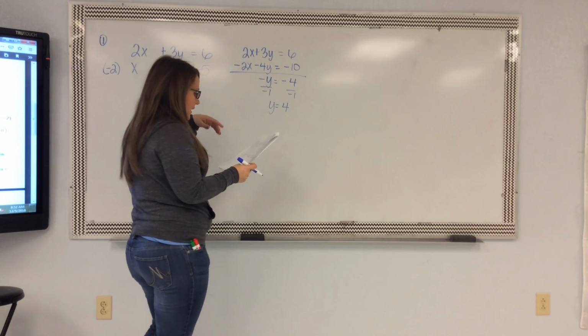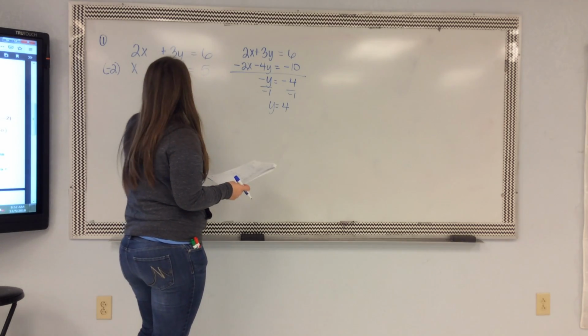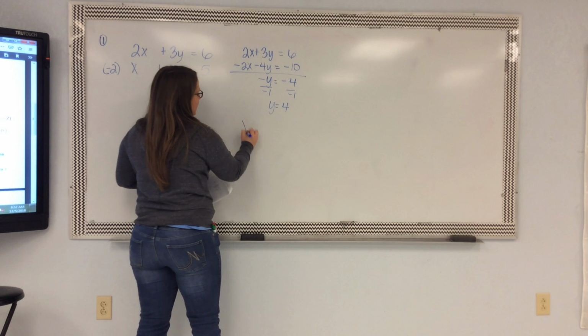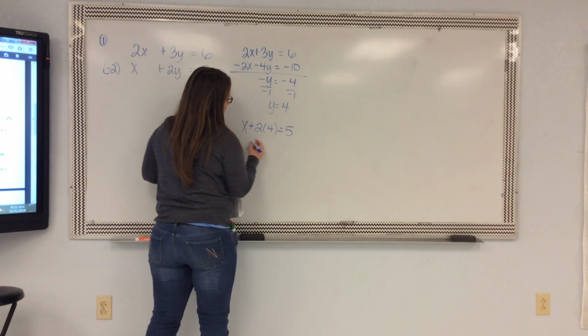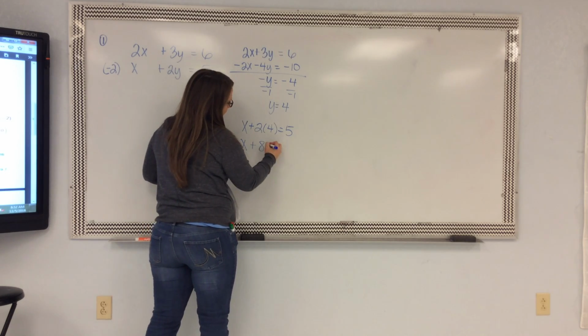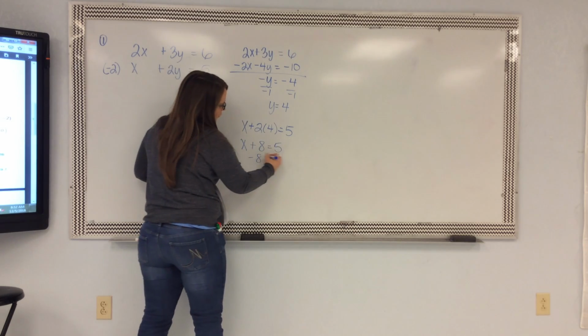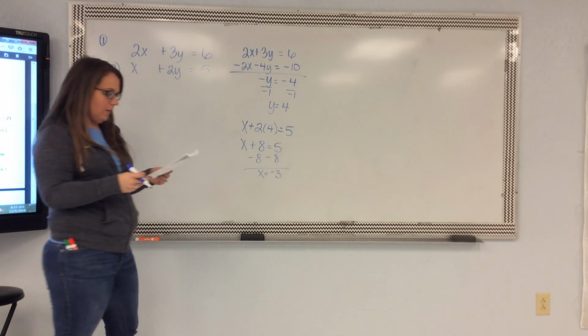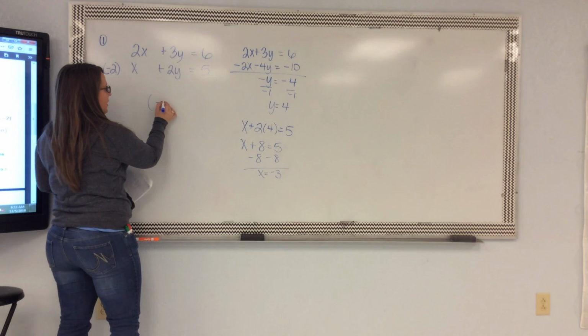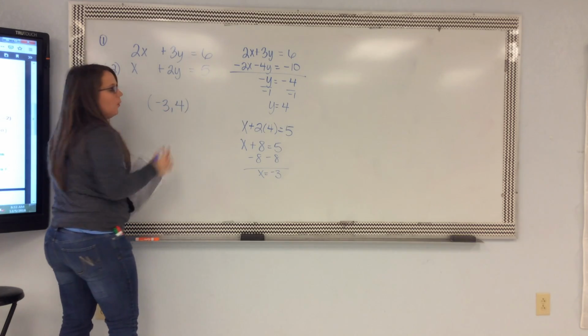Take that and plug that back in. I'm going to plug it into this bottom one right here, so x is by itself. Doesn't matter. You can plug it into the other. You're still going to solve and get the same answer. x plus 8 equals 5. Subtracting 8 from both sides, x is equal to negative 3. So when I write that as an ordered pair, I have negative 3, 4.